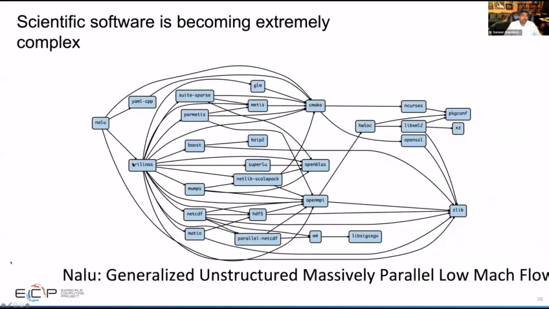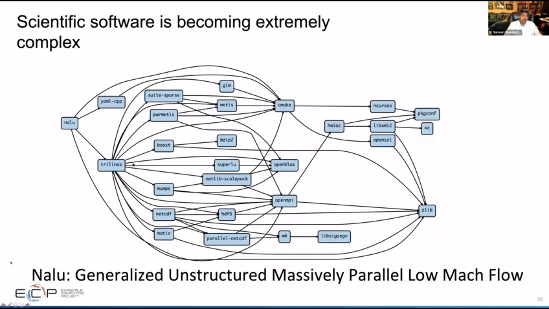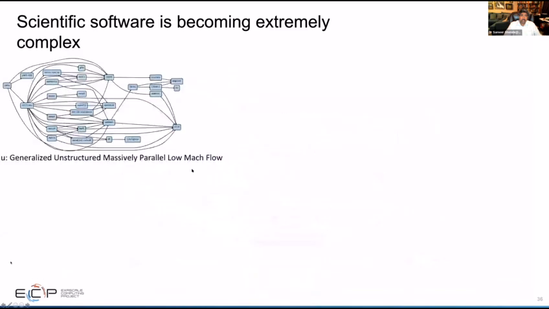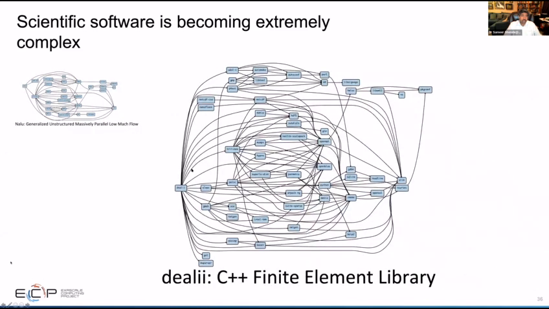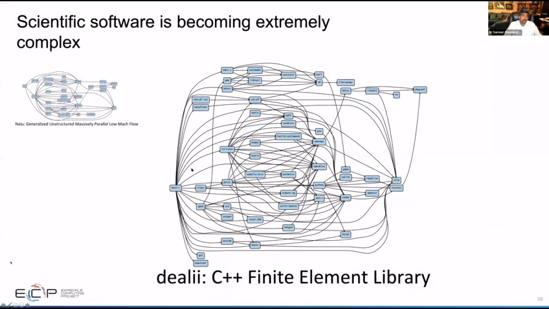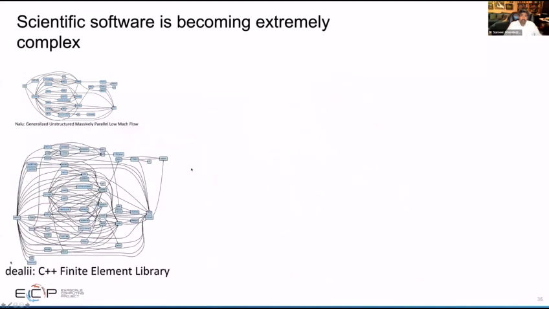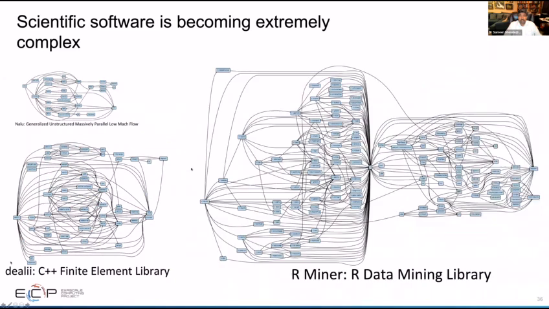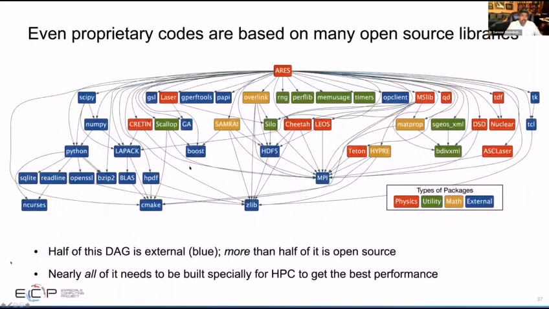This is the dependency tree of Nalu, a generalized, unstructured, massively parallel, low-Mach flow system for turbine simulation. So you can see wind turbine simulation, and you can see that there are a number of different packages here. This is the tree for deal.II, a finite element library. This is the tree of dependencies for xSDK. So you can see that it's becoming unsustainable to target such large complex builds by building just one package at a time. And even proprietary codes such as ARES use a number of different open source libraries shown in blue.